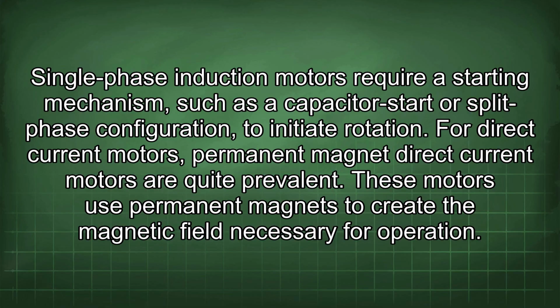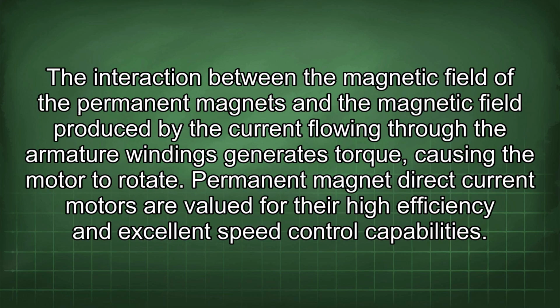For direct current motors, permanent magnet direct current motors are quite prevalent. These motors use permanent magnets to create the magnetic field necessary for operation. The interaction between the magnetic field of the permanent magnets and the magnetic field produced by the current flowing through the armature windings generates torque, causing the motor to rotate. Permanent magnet direct current motors are valued for their high efficiency and excellent speed control capabilities.